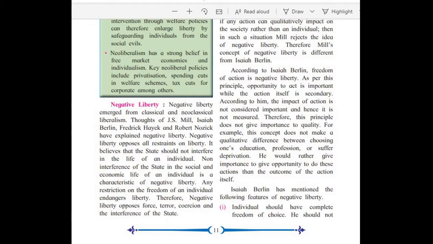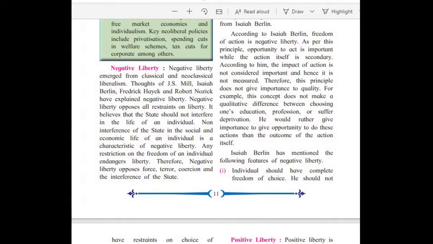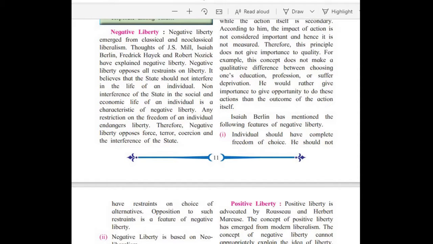According to Isaiah Berlin, freedom of action in negative liberty, as per the principle of opportunity to act, is important, while the action itself is secondary. According to him, the impact of action is not considered important, hence it is not measured. Therefore, the principle does not give importance to quality. For example, the concept does not make a quality difference between choosing one's education, profession, or suffering deprivation. He would rather give importance to the opportunity to do these actions than to the outcome of these actions.